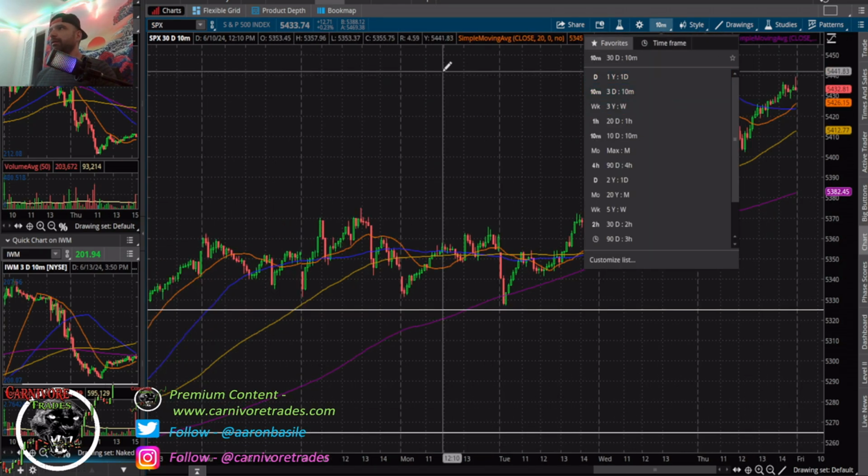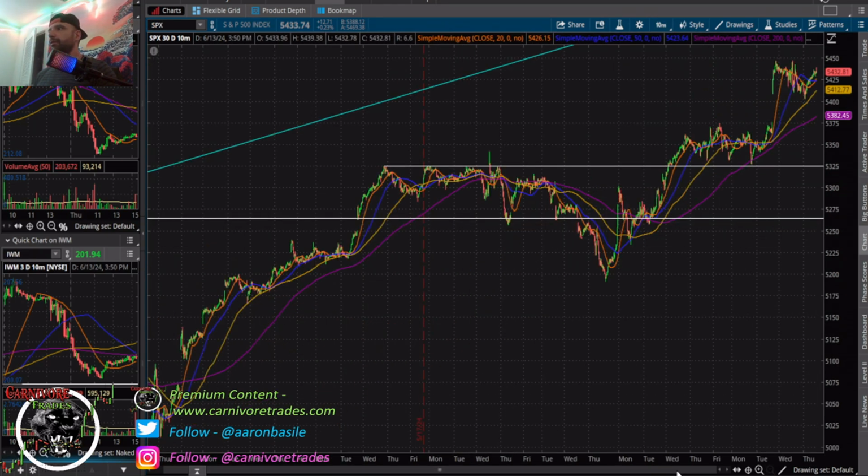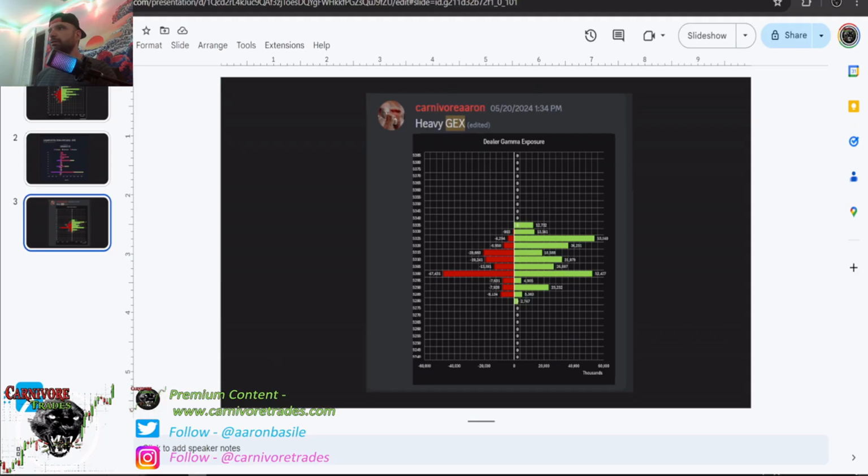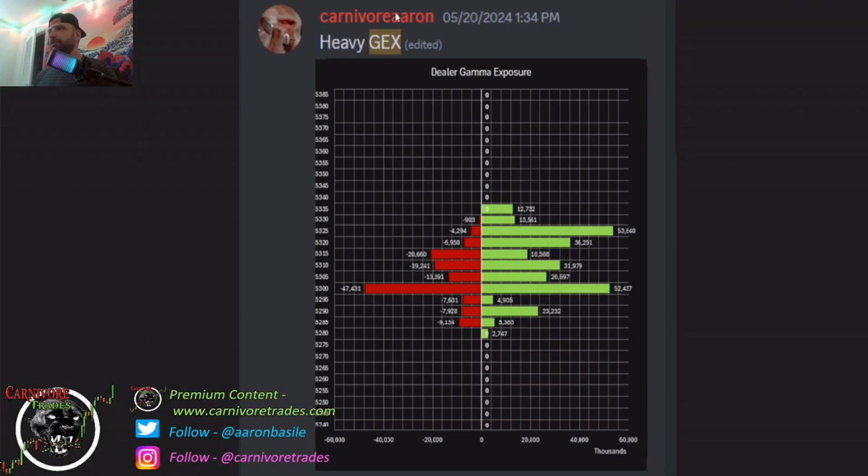So I'll explain to you how to read the gamma exposure, and then we'll go over some of these charts here. So let's flip over, and this is just a stock picture here. But this is from, you're going to see, May 20th at 1:34 p.m. And I was just commenting on here, there's heavy GEX. And I was referring to 5,300 at the time.